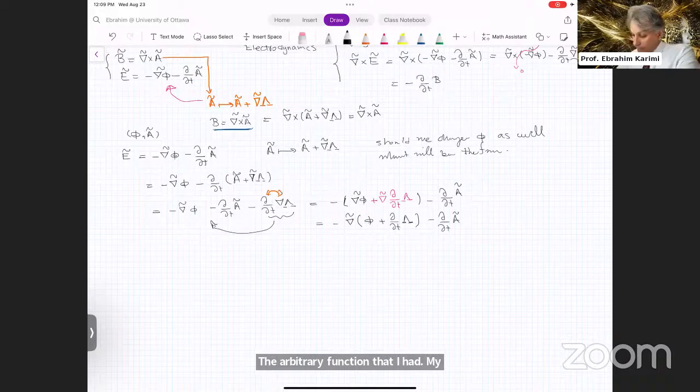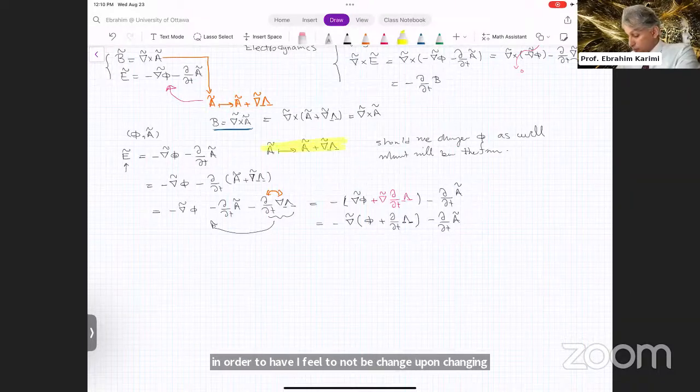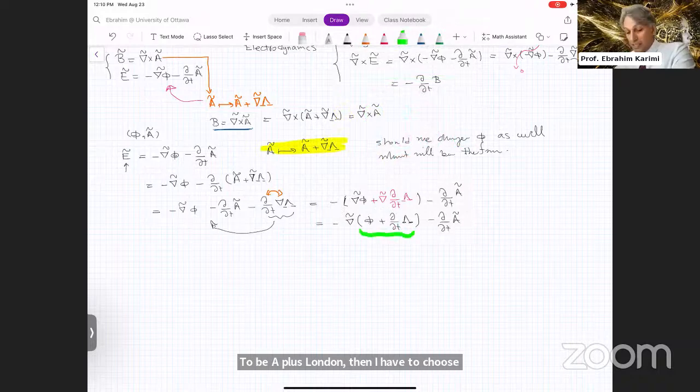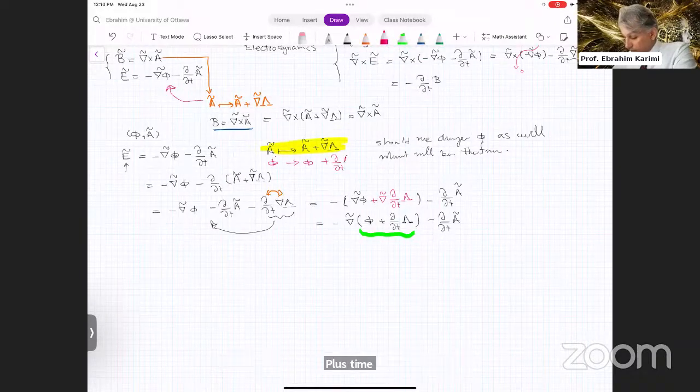So in order for the electric field not to change upon changing A to A plus gradient of lambda, I have to choose that as the new potential. The result is that if you change A to A plus gradient of lambda, you also have to change phi to phi minus the time derivative of lambda.